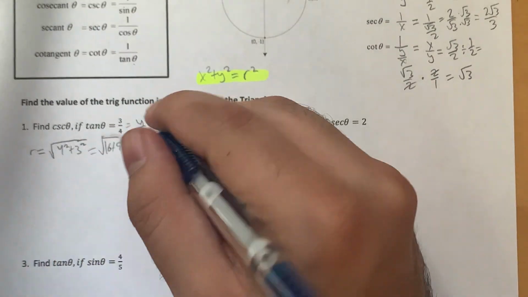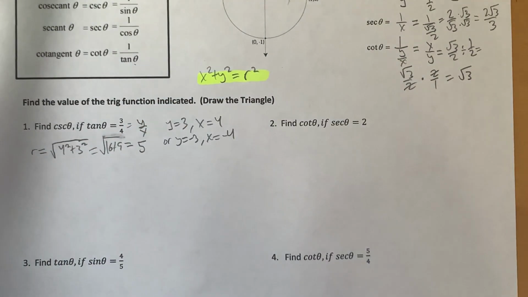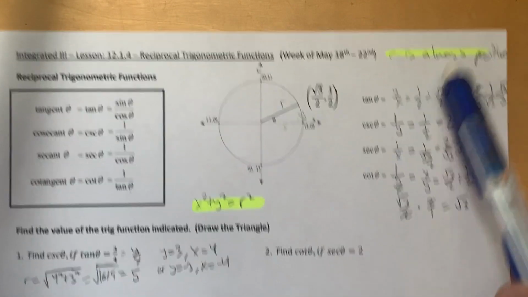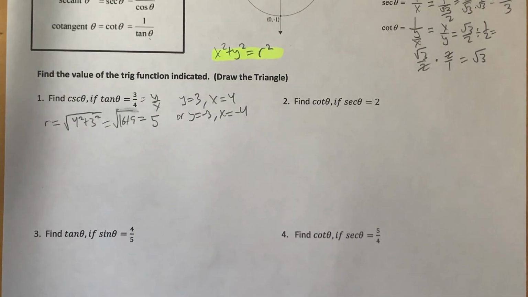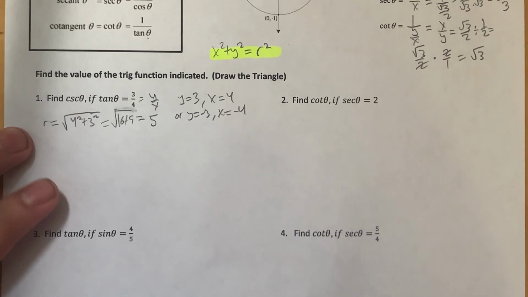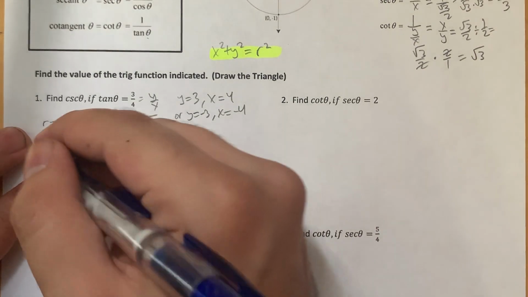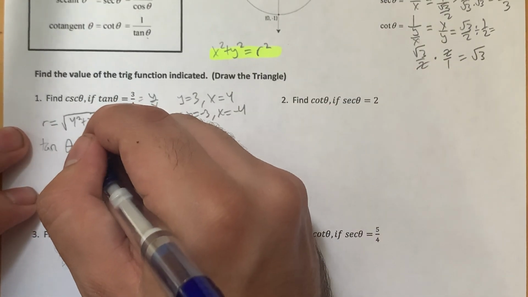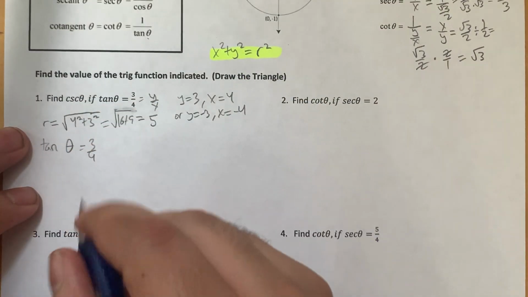Which would give you 5. The square root of 25 is 5. And remember, r is always positive. That's why I wrote it. So now that I found r, we're going to find theta for tangent. Tangent of theta equals 3/4.